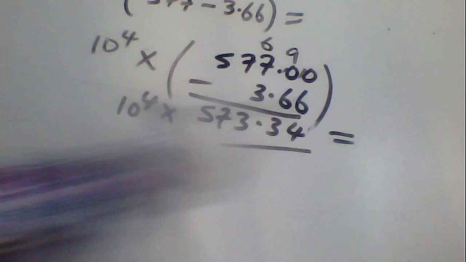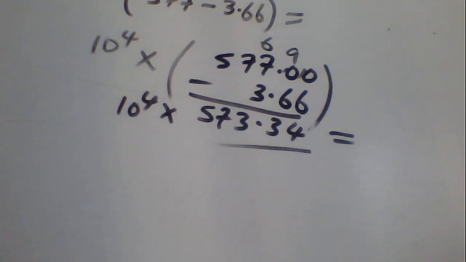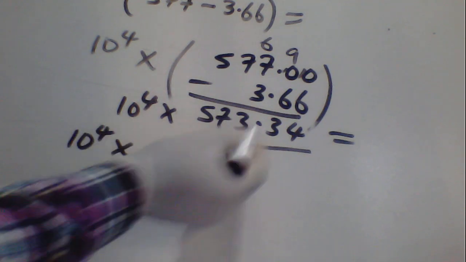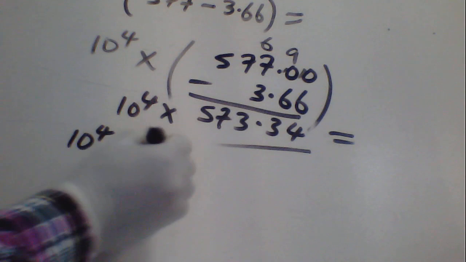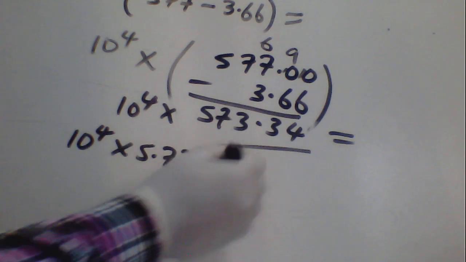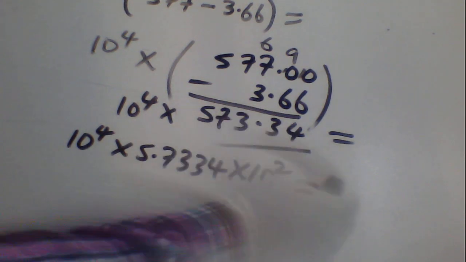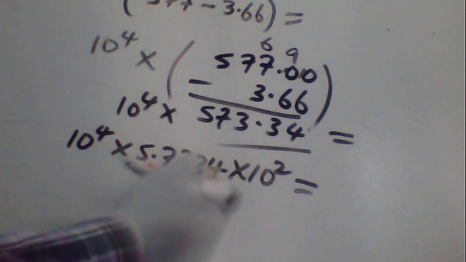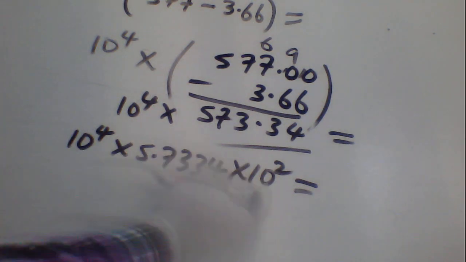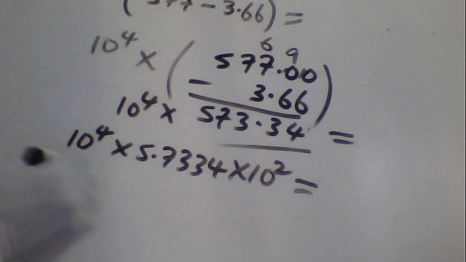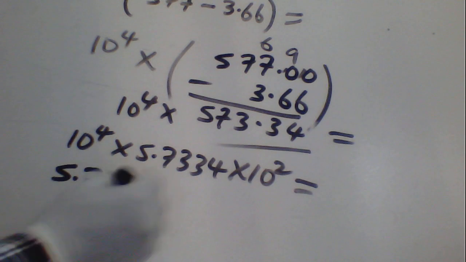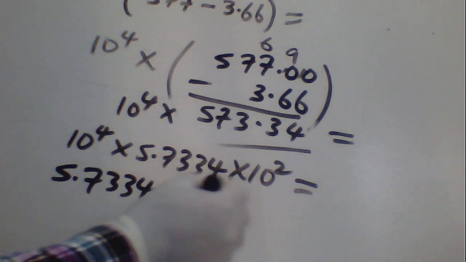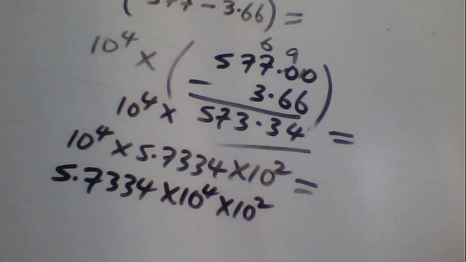From here, you have to write the answer in standard form or in expanded form. So you have 10 raised to the power 4 times 5.7334 times 10 raised to the power 2. The next thing you have to do is use this formula to add these two powers. So from here, we have 5.7334 times 10 raised to the power 4 times 10 raised to the power 2.